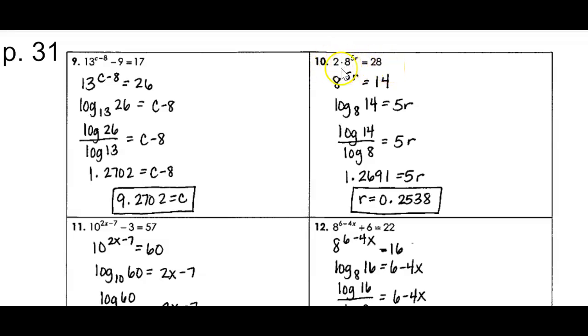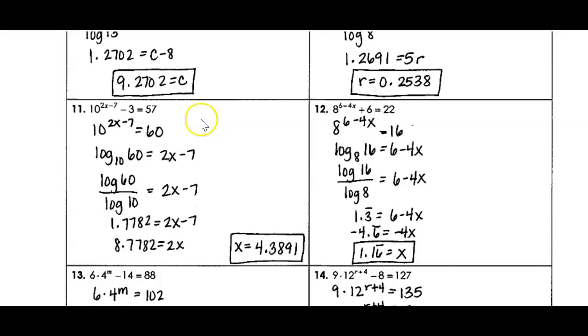You never want to multiply 2 times 8 here, so I divide 2, I get 14. Then converting it to a log would be base 8.5, r exponent goes across, and converting it to a calculator-ready fraction. This one's showing 5 times r, so at the end I have to divide by 5. So you can type the fraction and then divide 5, or you can write down what the fraction equals and then divide 5. Either way, should be about 0.25.